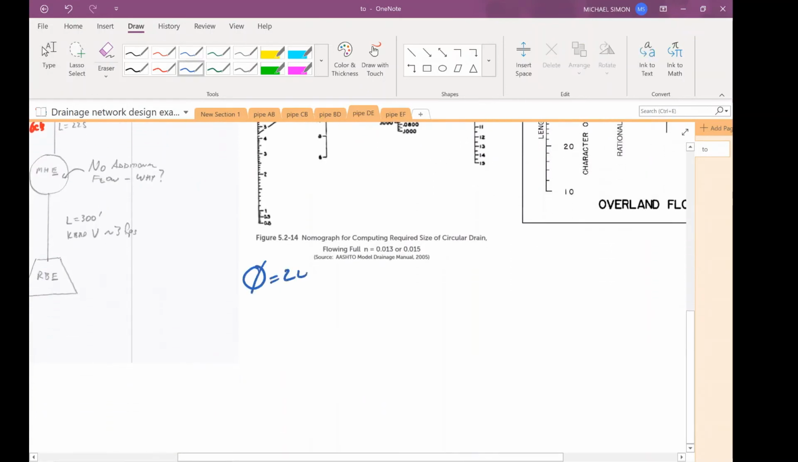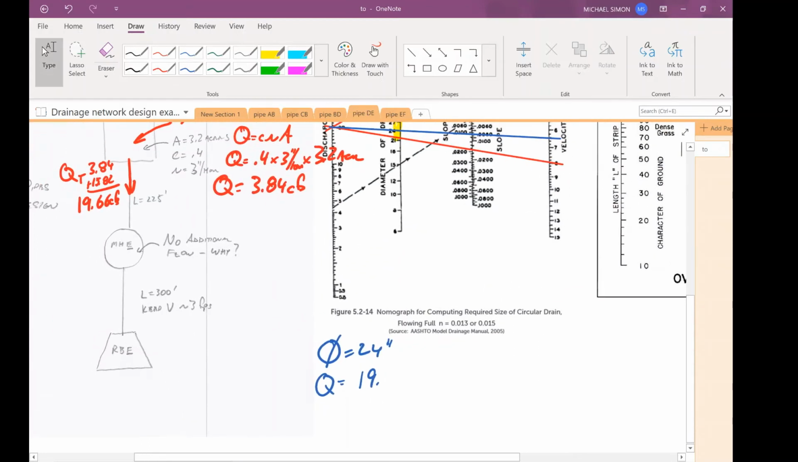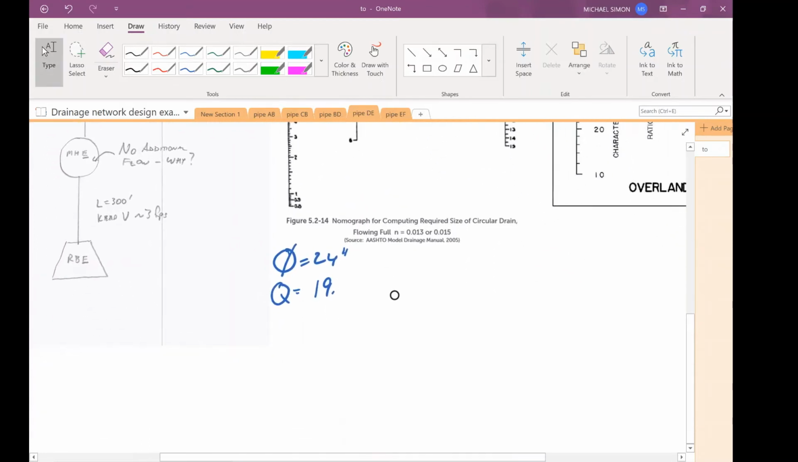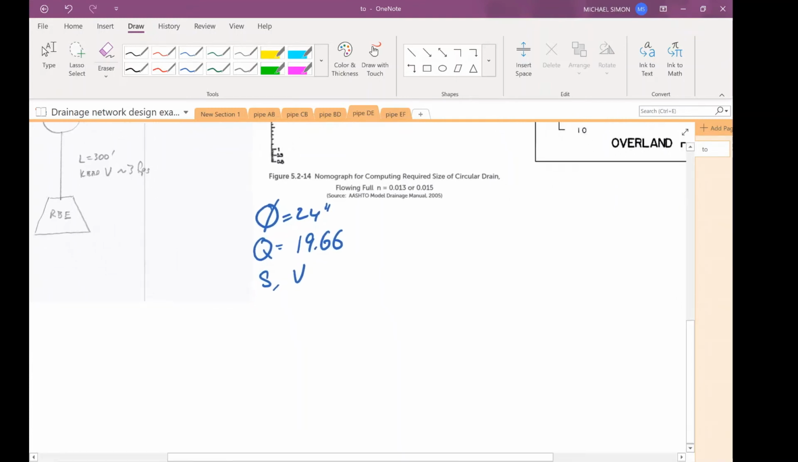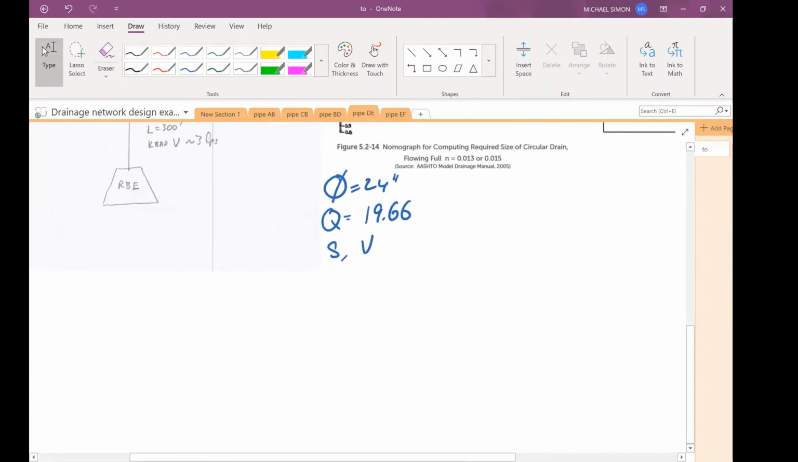Diameter will be 24 inches. We have a Q of 19.66, we said. We can match it perfect. Okay, so find the slope and find the velocity. Which comes first? Well, we've always been doing the Manning equations. Let's go with that first.